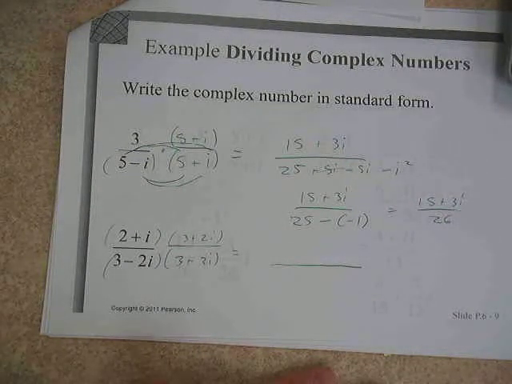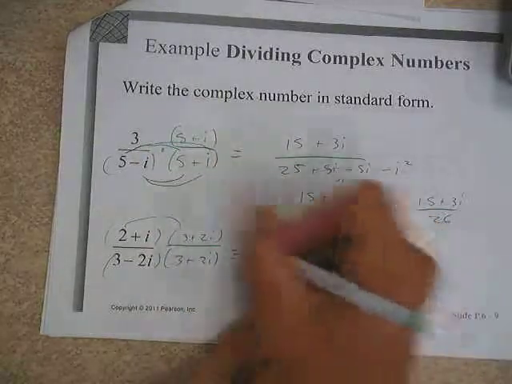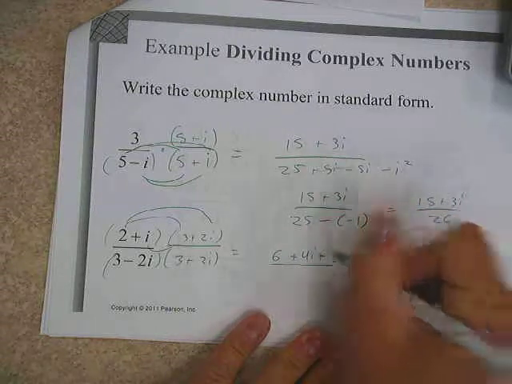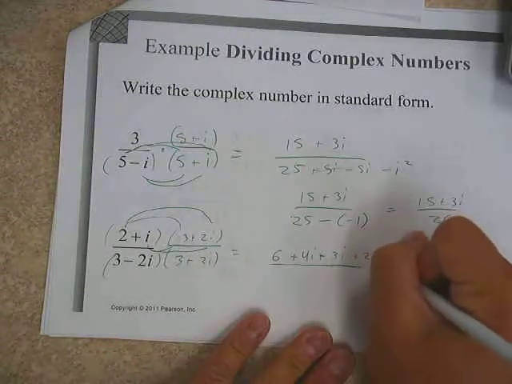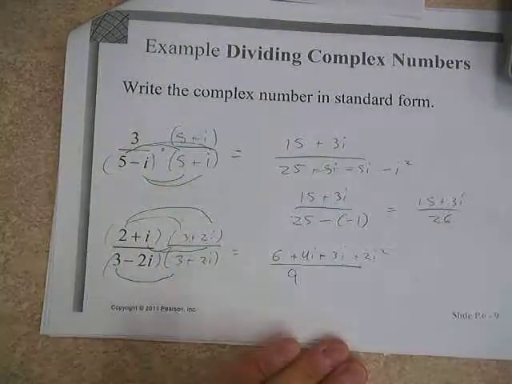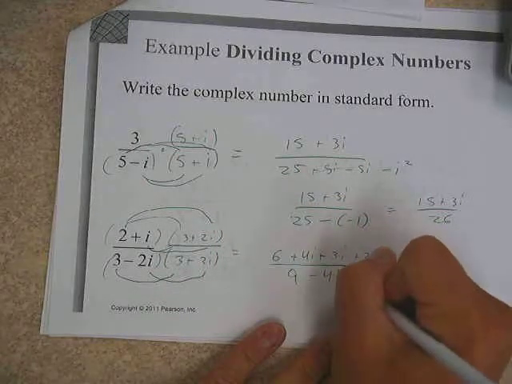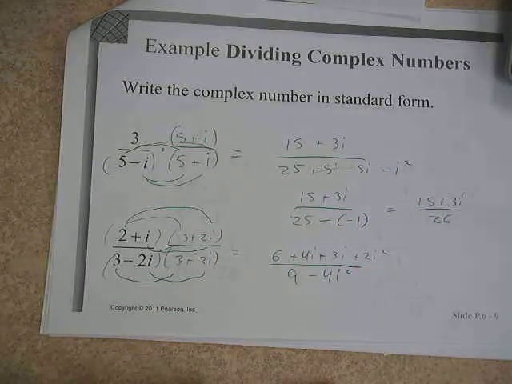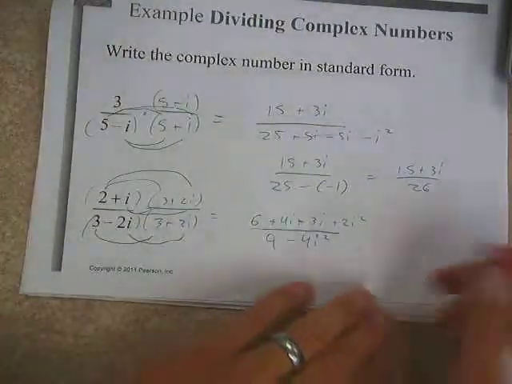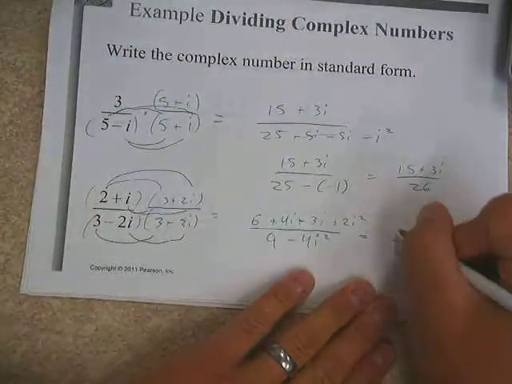Notice that the top's a little bit more complicated because we have to FOIL the top because there's a binomial on the first one. If we do that, we'll get 6 plus 4i plus 3i plus 2i squared. And then at the bottom, I'm going to have 9 minus 4i squared. And notice what did I skip this time on the bottom? I didn't bother doing the inside and the outside because they're going to cancel anyway.